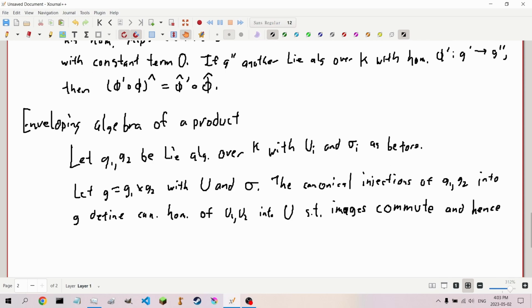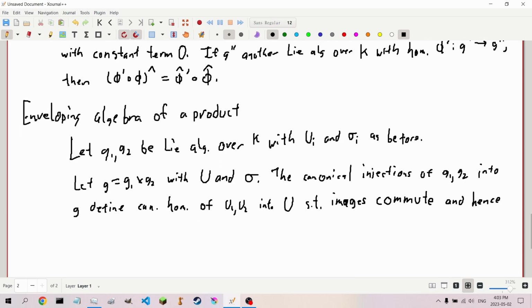And hence, we get an injective homomorphism phi from U1, the tensor product over our ring K, of U2 into U. So essentially, the tensor product of the universal algebras is the universal algebra of their product, is what we're saying.